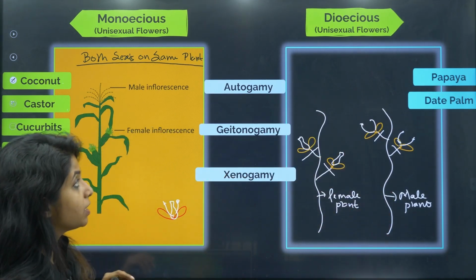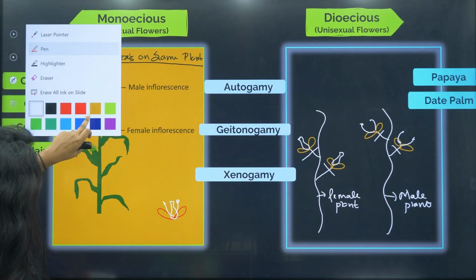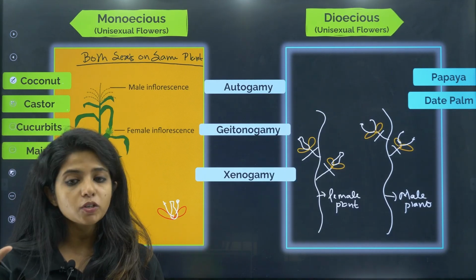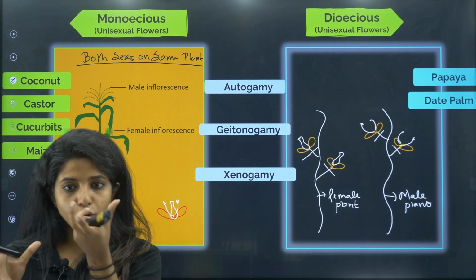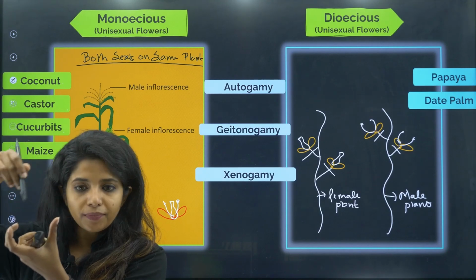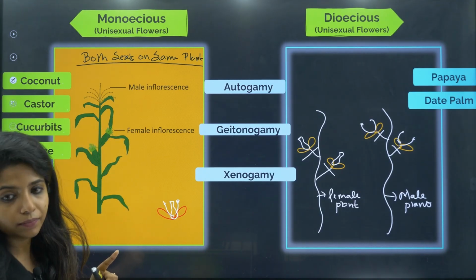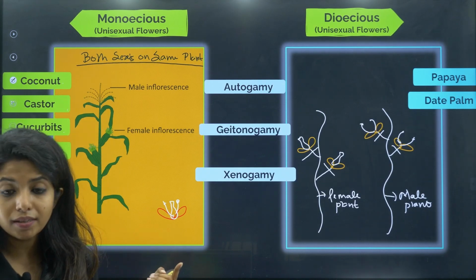Similarly, same with date palm as well. Going ahead, let us talk about autogamy, geitonogamy and xenogamy. So, autogamy means what? Basically self-pollination, where you have a flower, in between the flowers, you need self-pollination to happen. But over here, this flower has just one sex, the other flower just has the other sex, right.